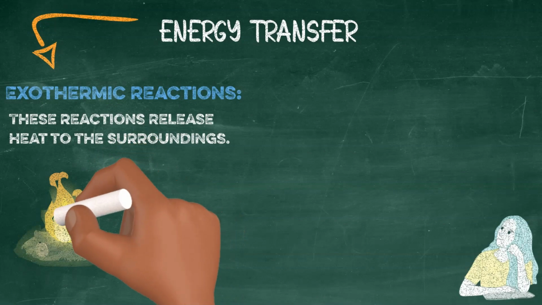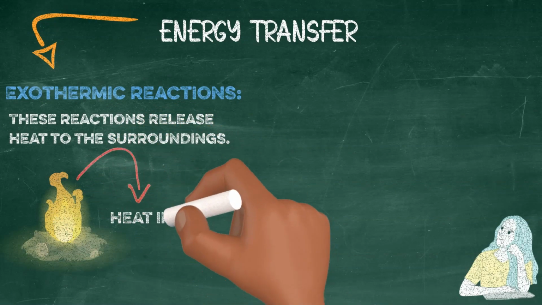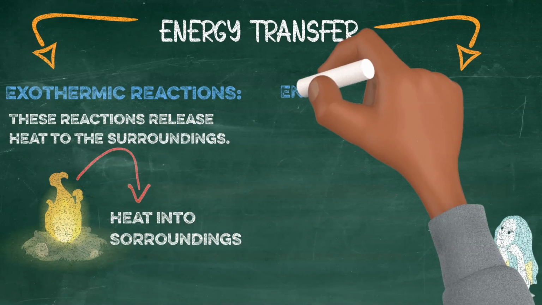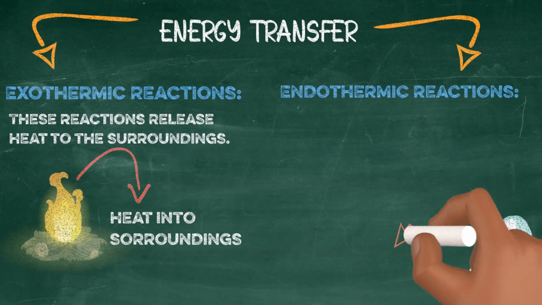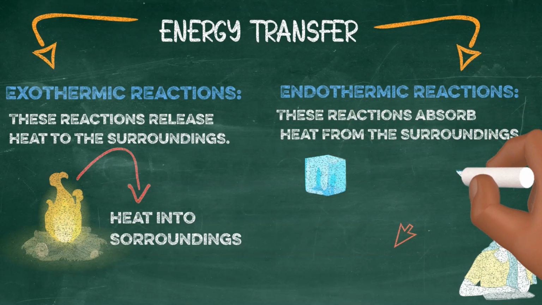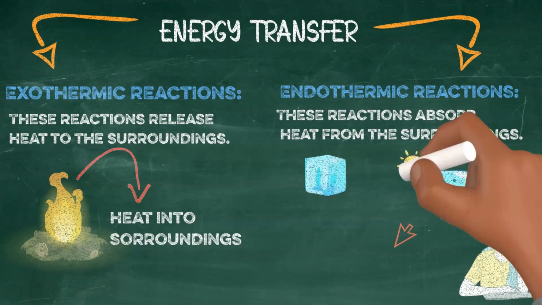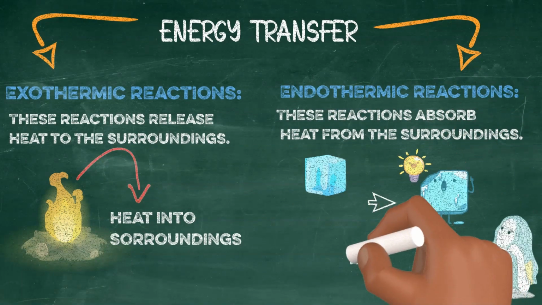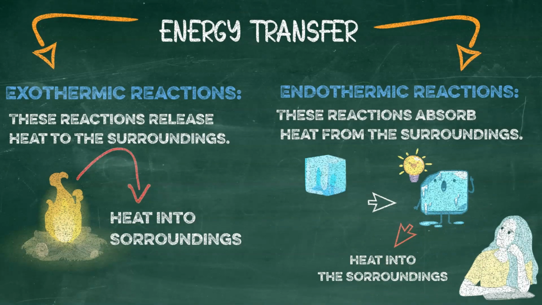Exothermic reaction. These reactions release heat to the surroundings. Examples include the same campfire we talked about. Endothermic reaction. These reactions absorb heat from the surroundings. Examples include dissolving instant cold packs or the melting of ice.